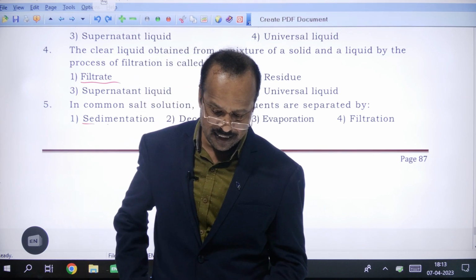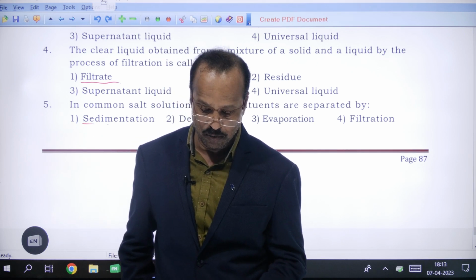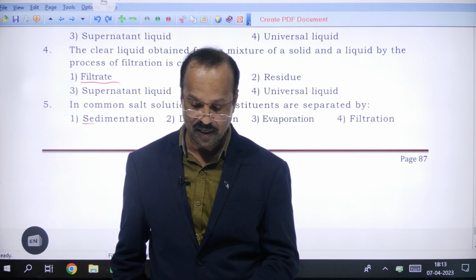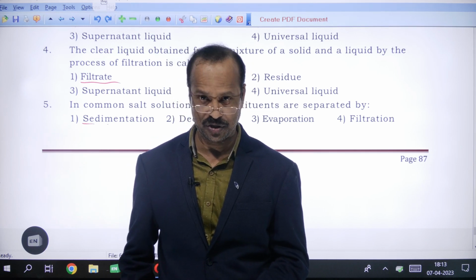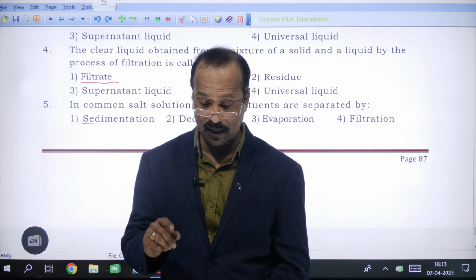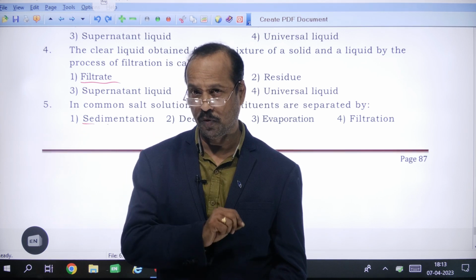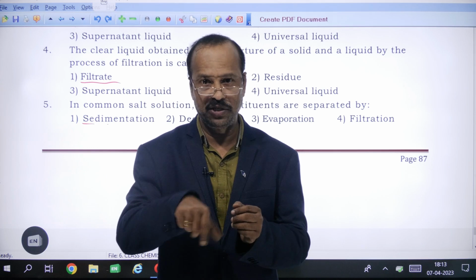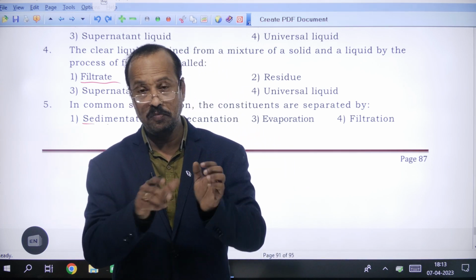The process in which a suspension of insoluble fine particles suspended in a liquid is allowed to stand, leaving the clear liquid, is called sedimentation. This we already discussed by giving an example like water and chalk powder. If you take the water and the chalk powder and mix it, stir it, when you stir it, it looks like it is dissolving.